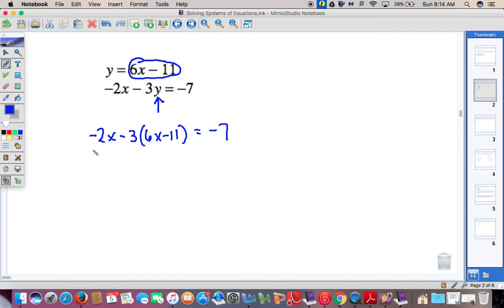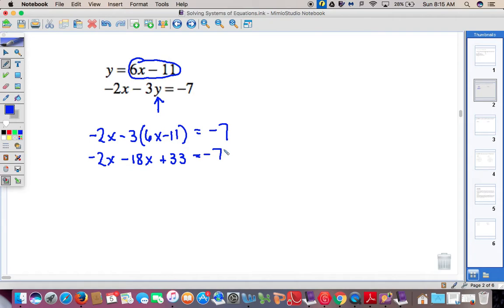Now I'm just going to solve. I have negative 2x, and now I'm going to distribute. Remember this negative symbol here is attached to the 3, so we need to distribute that negative as well. We've got a negative 3 times 6x, which gives us negative 18x, and then a negative 3 times negative 11, which gives us a positive 33. So we have negative 2x minus 18x plus 33 equals negative 7.